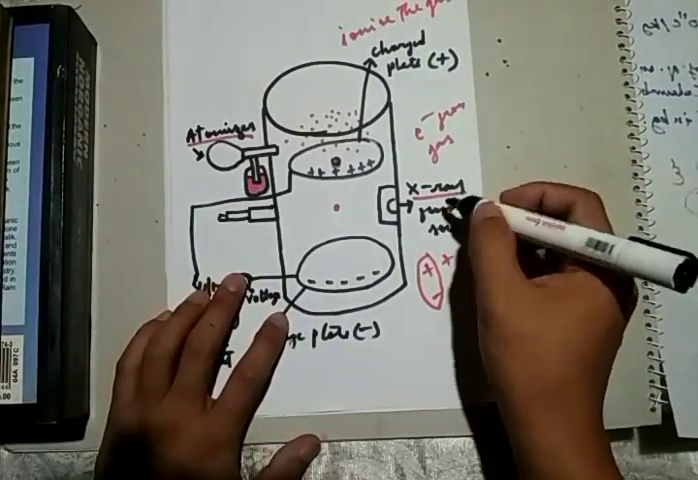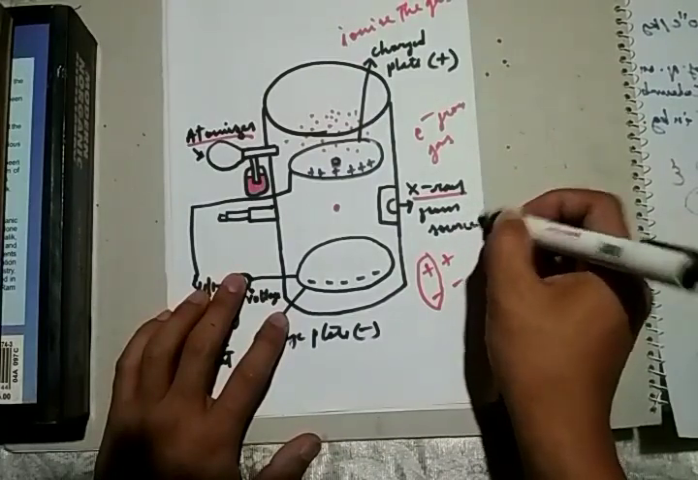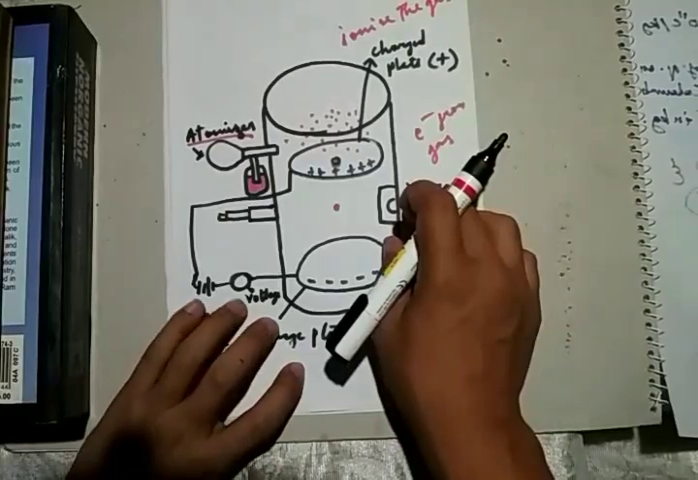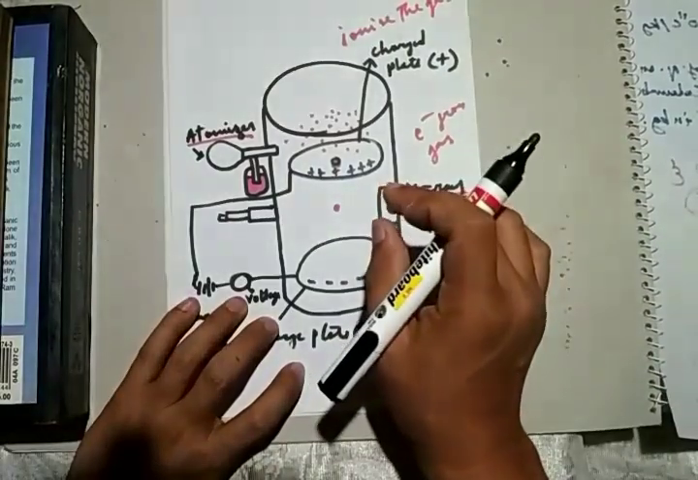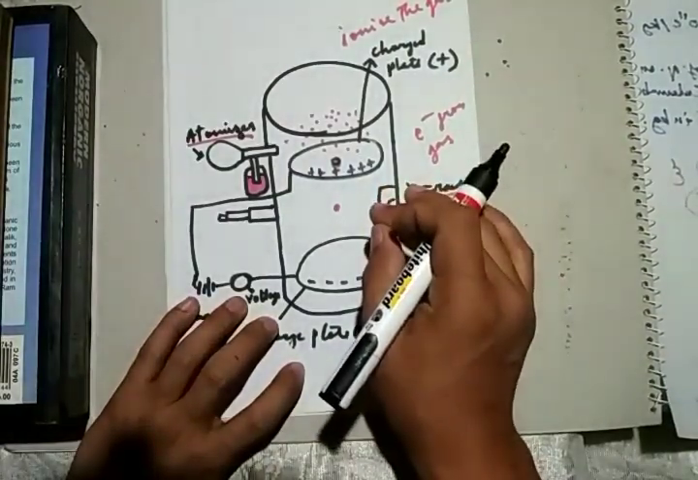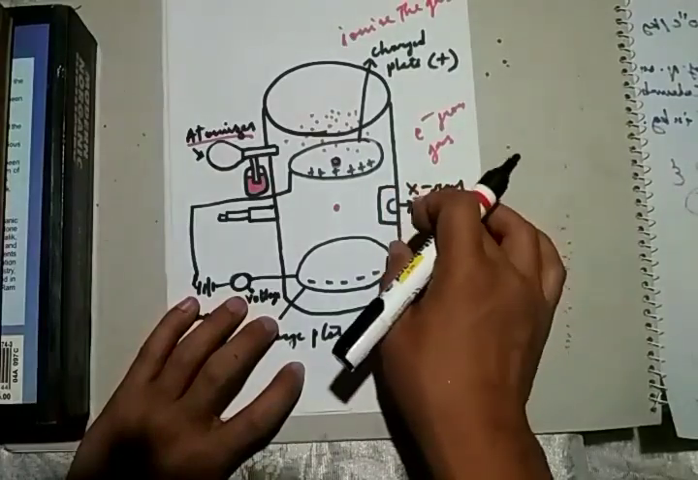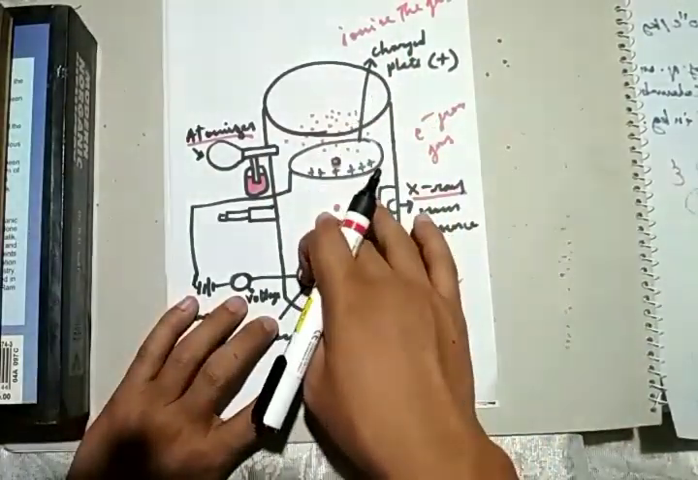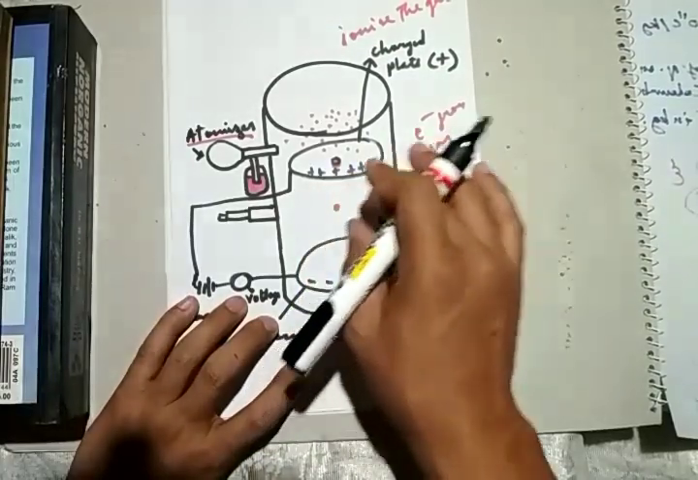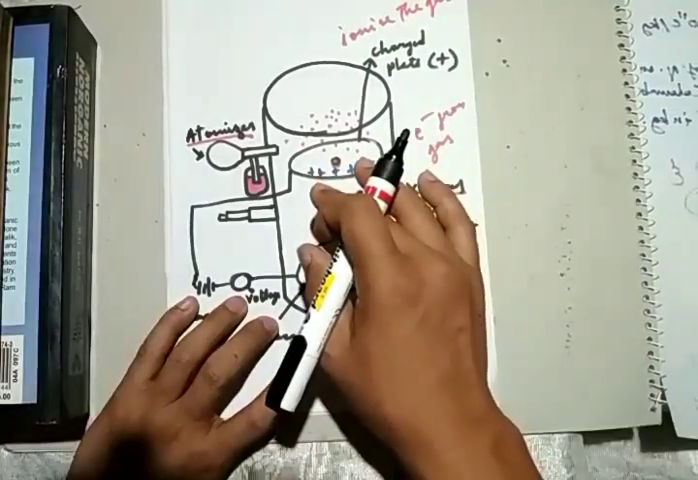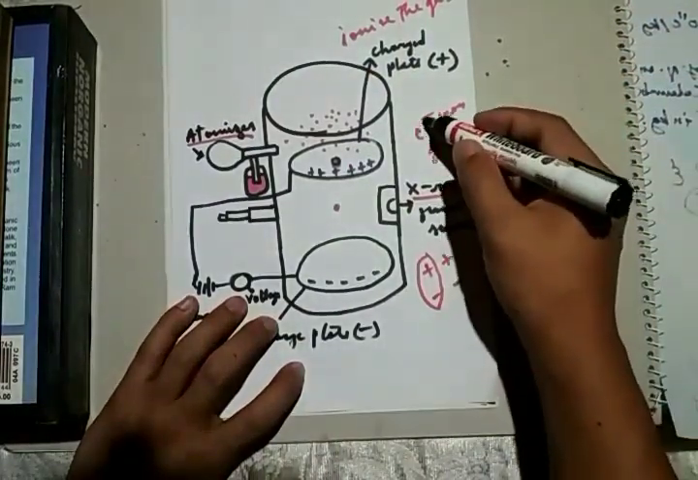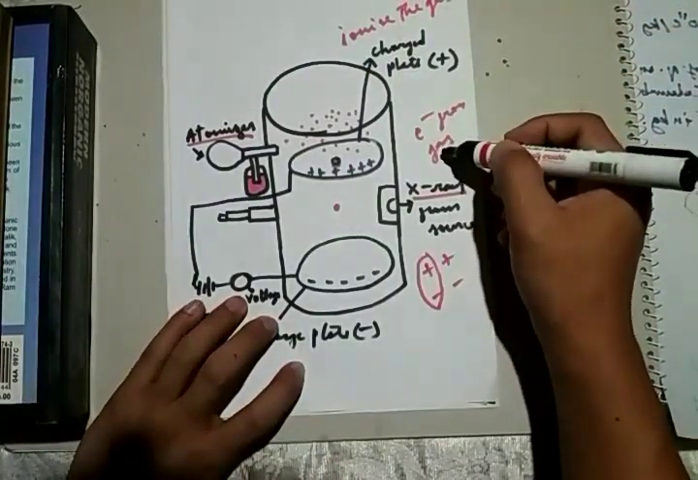X-ray, from the source. This X-ray, we all know that it is a high energy radiation. So when this high energy radiation falls on the gases present in the chamber, it will separate the electron from the gas.